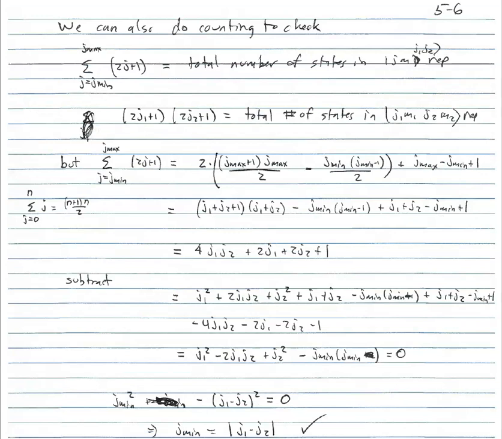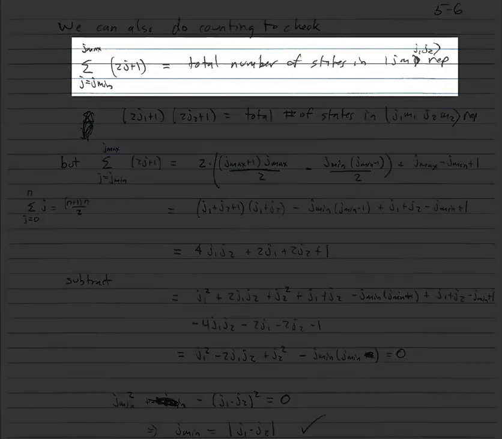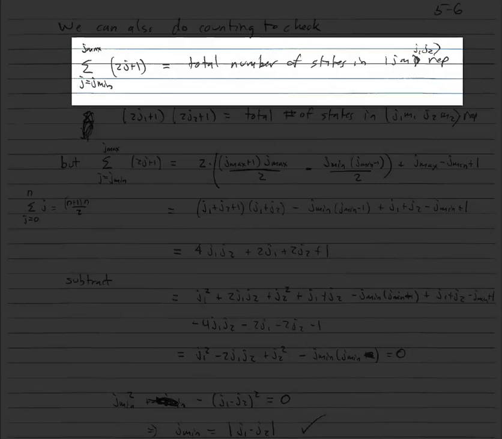All right. Let's do some counting to check as well. How many states do I have starting from a j min to a j max? Well, for each value of j, there are 2j plus 1 possible m states. So if I start at j equals j min and sum to j equals j max, I'll have the sum of 2j plus 1. That'll be the total number of states in the jm, j1, j2 representations.